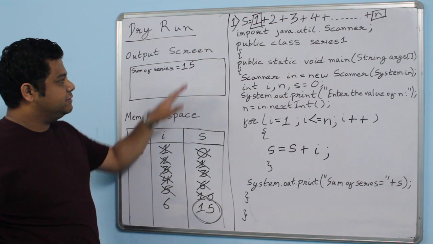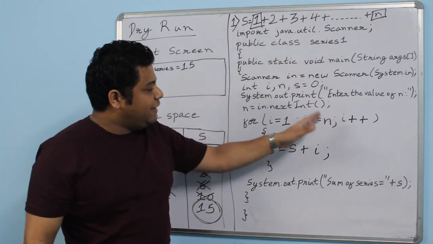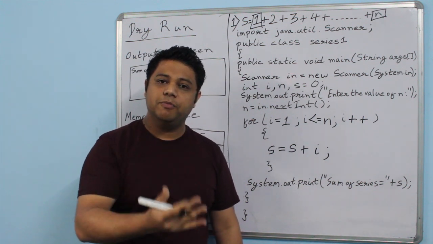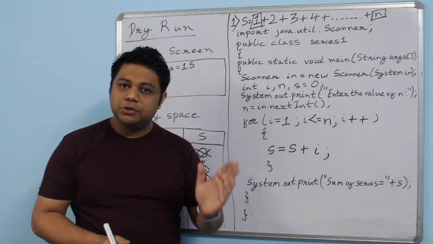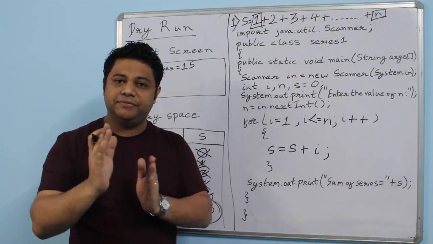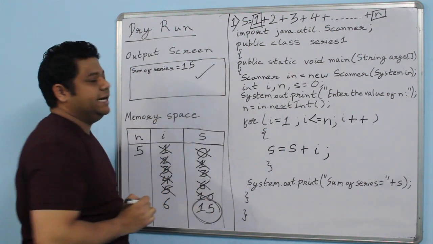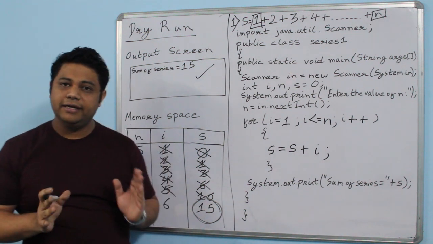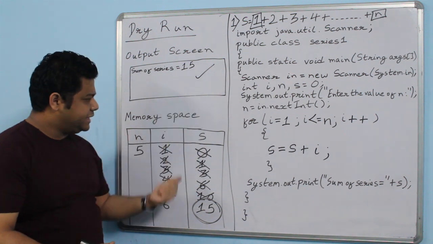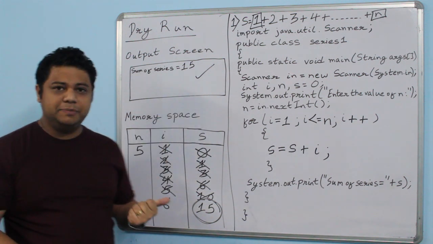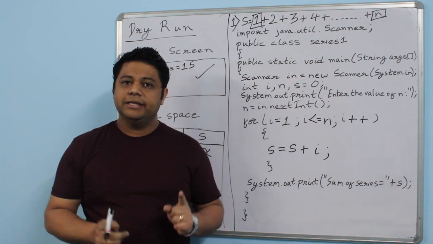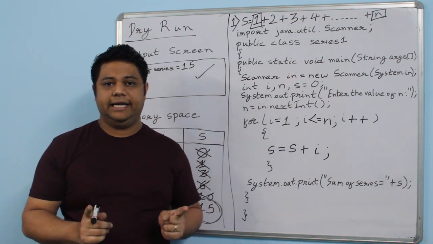Now if you want to check this, if the value of N is 5, it has to add 1 plus 2 plus 3 plus 4 plus 5. If you add 1 plus 2 is 3, 3 plus 3 is 6, 6 plus 4 is 10, 10 plus 5 is 15. So we got the correct output. So if you are having any doubt regarding the program, you can use the technique of dry run, output and memory space in your exam as well as whenever you are doing the practice. So this way you know that the program is perfectly correct.